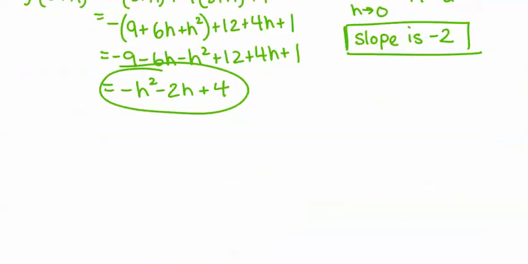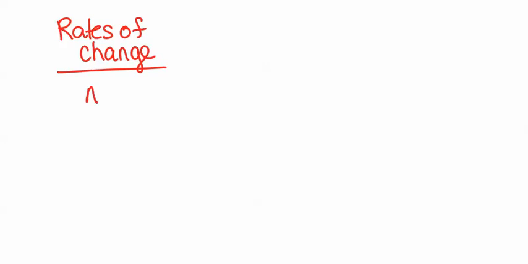Okay, so just one last recap. The longest video of all time. We're talking rates of change, which is the slope of a line. So you need to know how to find the average rate of change and the instantaneous, which is like our tangent.